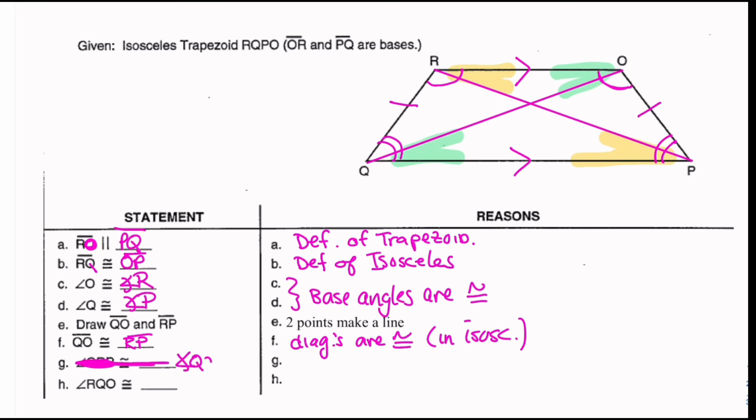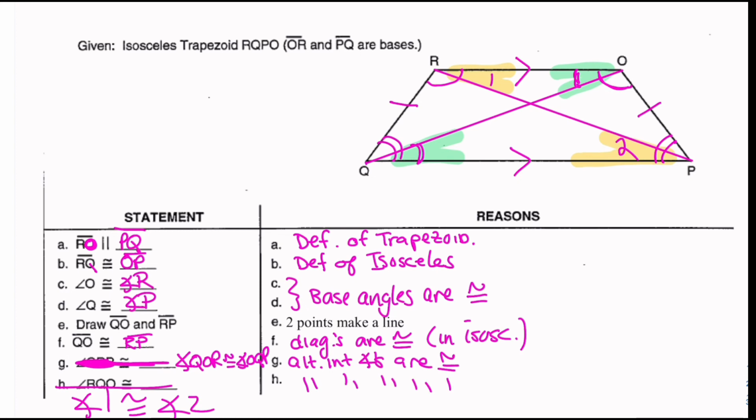Angle QOR is congruent to angle OQP. Alternate interior angles are congruent. And the other set of angles, let's just call them angles 1 and 2, to make life easier. Angle 1 is congruent to angle 2 for the same reason we just stated there. Isosceles trapezoid.